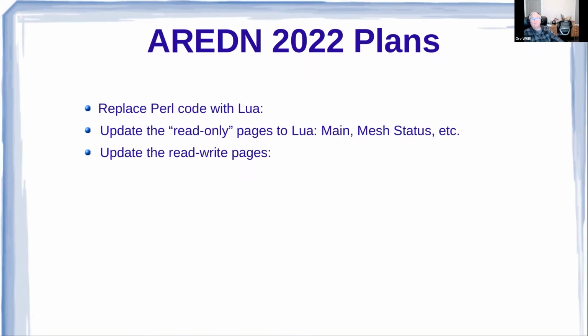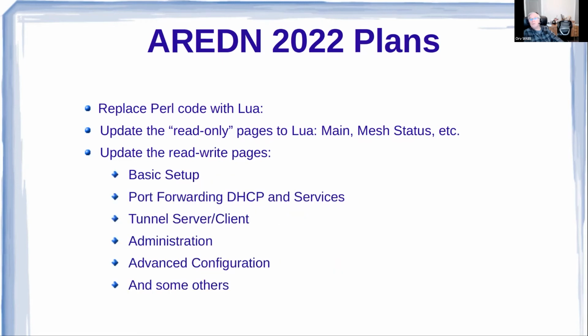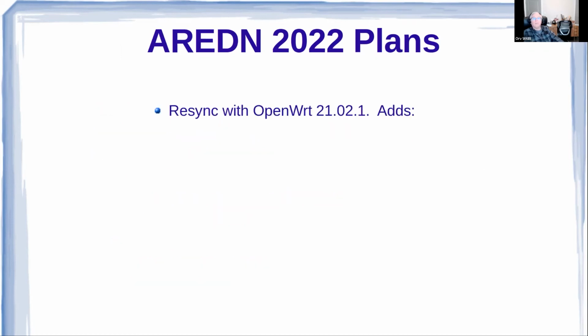Sometime in the next month, 6 weeks, they're going to update the read-write pages. They're obviously more complex because they're not just displaying data, and it's all of the other pages. Next step is OpenWRT periodically puts out new releases, and the AREDN base code has to be rebased on that. And this one's fairly significant.